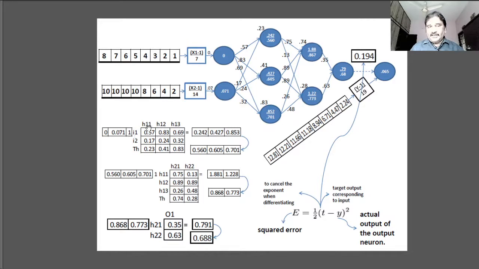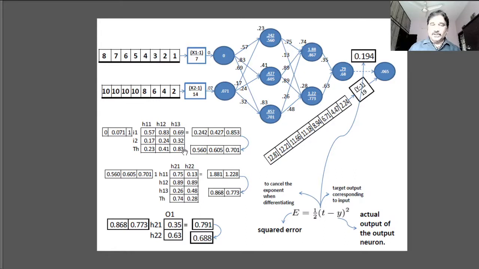So here for I1 H11, you are seeing the 0.57 value that is written here. I1 H12 is 0.83, I1 H13 is 0.69. Likewise 0.17, 0.24 and 0.32 are respectively the weights from I2 to H11, I2 to H12 and I2 to H13. And lastly, these are the threshold values. 0.23 is the threshold of the first neuron, 0.41 is the threshold of the second neuron, and 0.83 is the threshold of the third neuron.